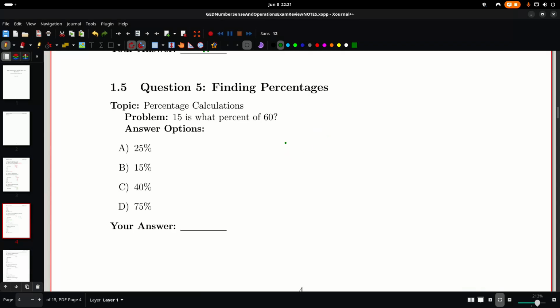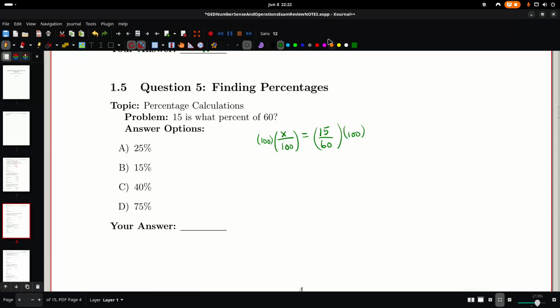And so we can use ratios here. So a percent is just a value out of 100. So x out of 100 is equal to 15 over 60. And so if we're trying to solve for x, we're going to multiply both sides by 100. So we'll do that.